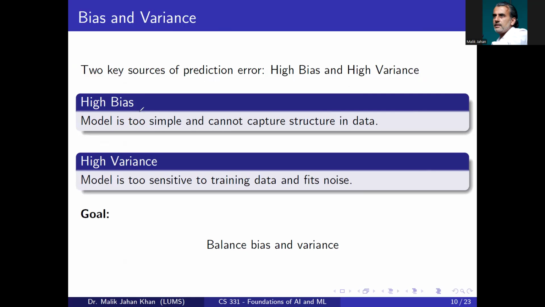So where will high bias come from? What does high bias mean? High bias means that our expected value of the prediction is far away from the actual output or the ground truth. So the model is too simple and has been unable to capture the underlying data on which it was trained. So that induces high bias. The reason for model variance is that the model is too sensitive to training data and fits noise.